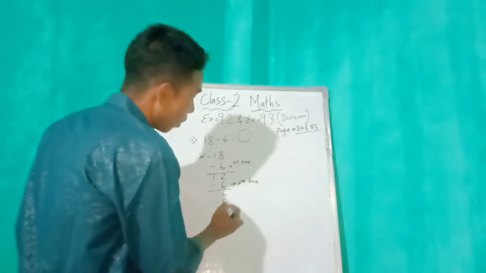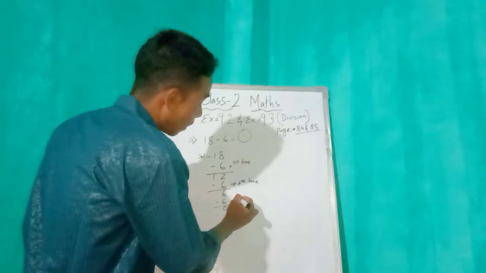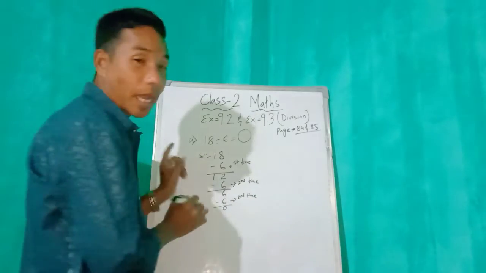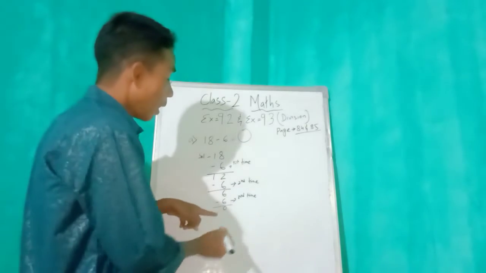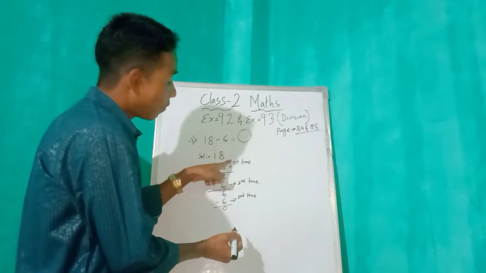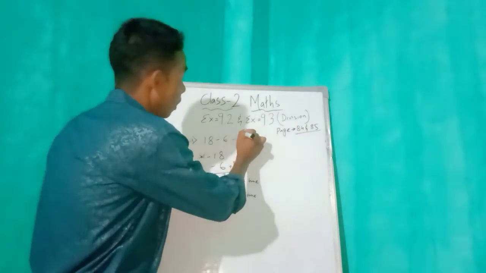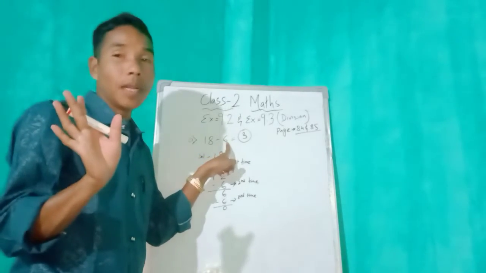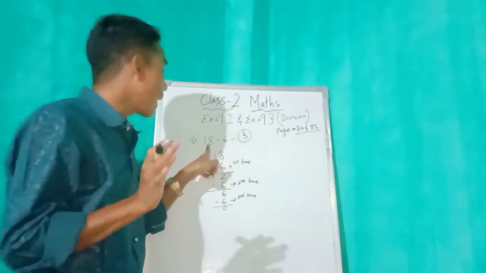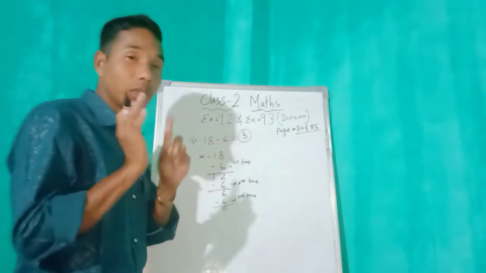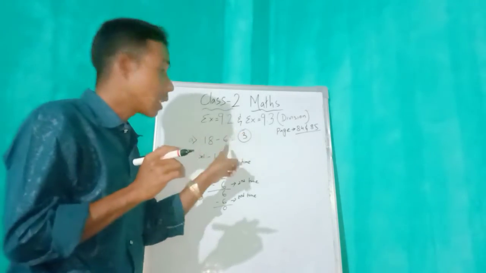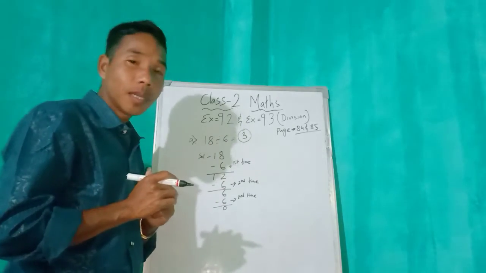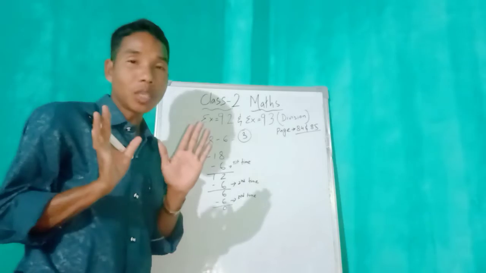Minus, 0. That means this is the third time. So how many times? First, second, third. So in the 6 table, in which place will we get 18? In 3 place. 6 3s are 18. So we have to do like this. Have you got it? Have you understood?